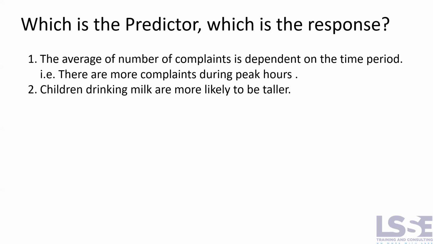Okay, so let's look at the responses here. So the predictor here is whether the child drinks milk or not. That is the predictor. So it's probably a yes or no. Does the child drink milk? Yes or no. That is your predictor. And your response in this case will be the height. Okay? Children drinking milk are more likely to be taller.